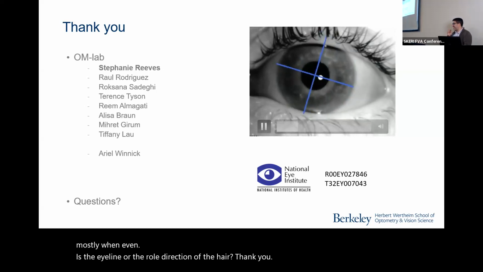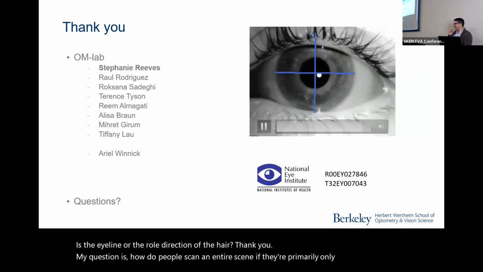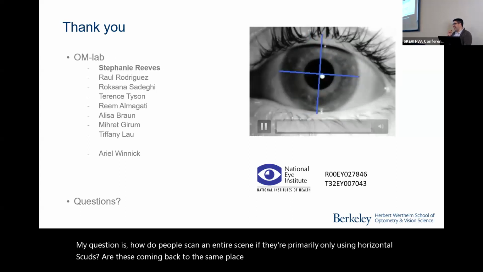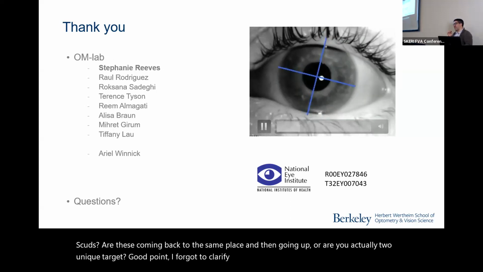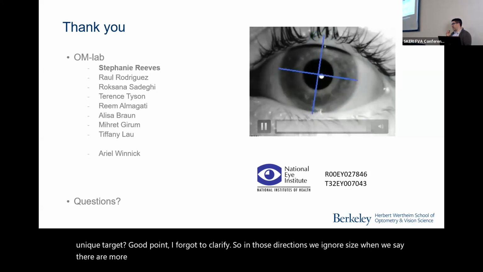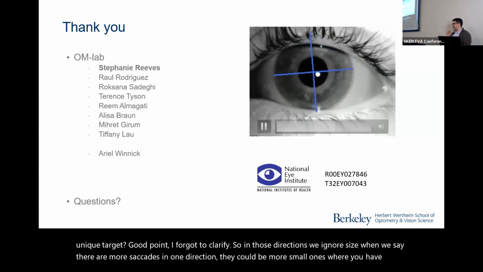My question is, how do people scan an entire scene if they're primarily only using horizontal saccades? Are these coming back to the same place and then going up, or are these actually two unique targets? That's a good point. I forgot to clarify. So in those directions, we ignore size. When we say there are more saccades in one direction, they could be more small ones where you have more big ones in the other direction.